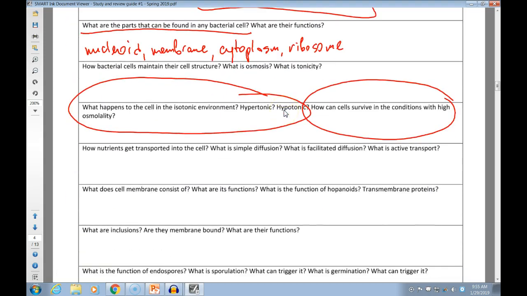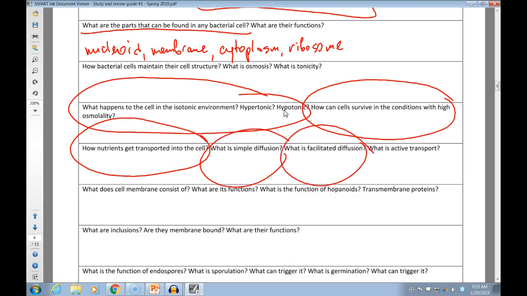Okay. Transport of nutrients. Know the difference between diffusion and active transport. In terms of diffusion, know the difference between simple and facilitated. So simple, directly through the membrane. Facilitated, you have some kind of transmembrane protein. Active transport requires ATP.